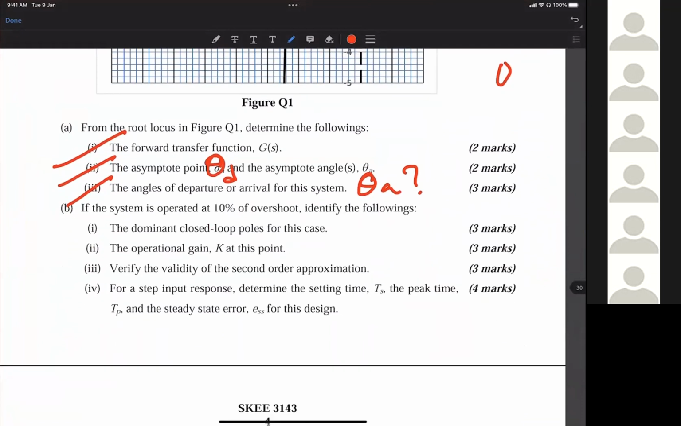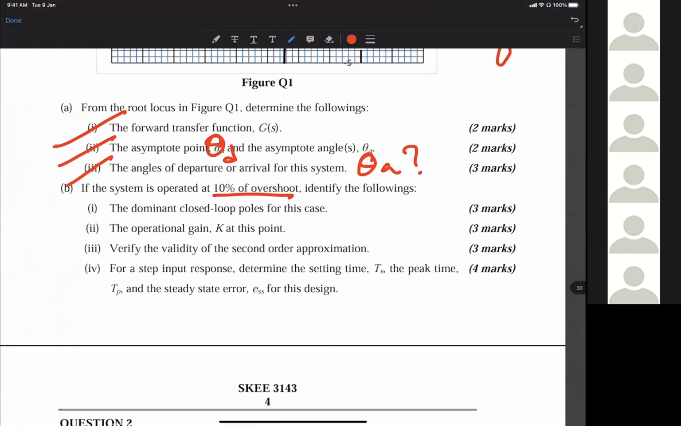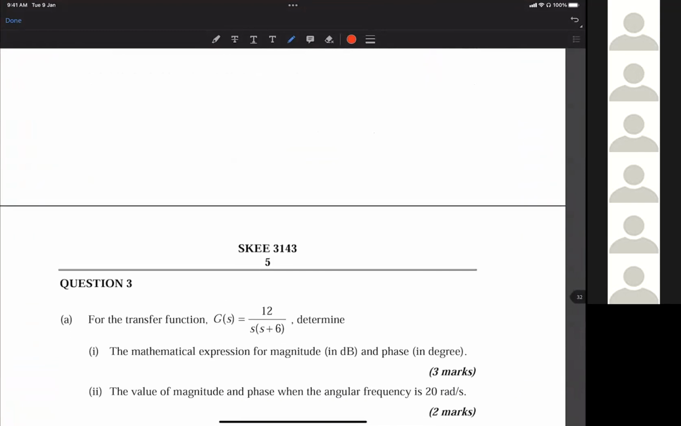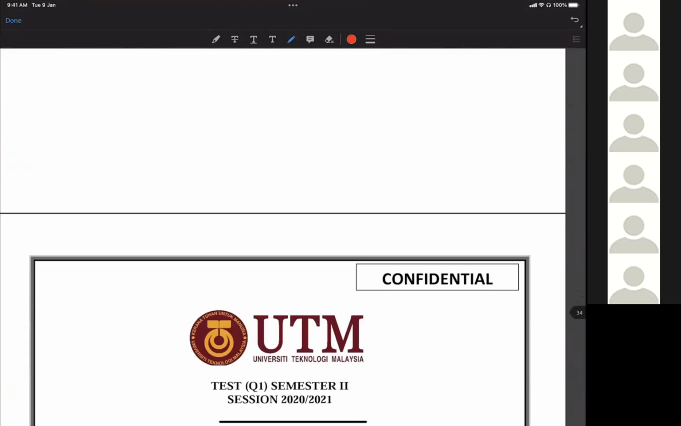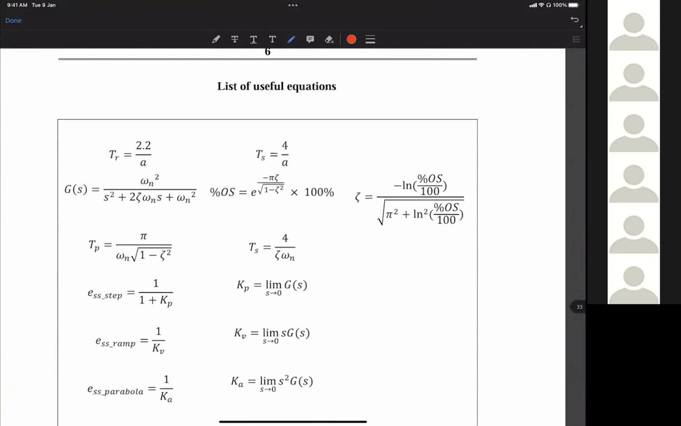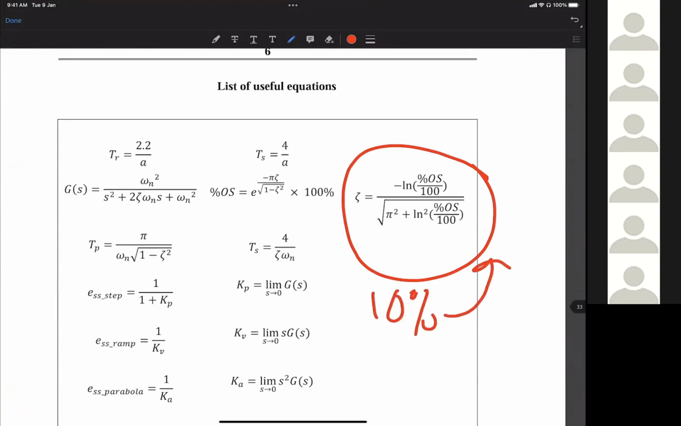If the system is operated at 10% overshoot, identify the following. So for 10% overshoot, you go to the attachment of the questions. You use this formula, 10% you insert inside. So you get zeta 0.59.